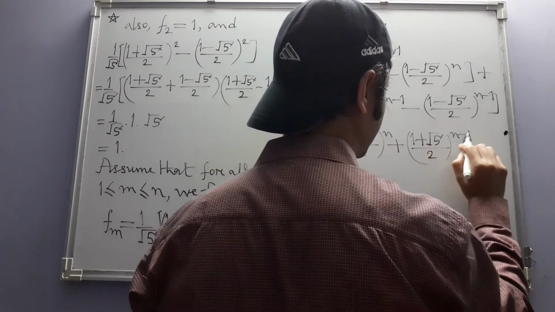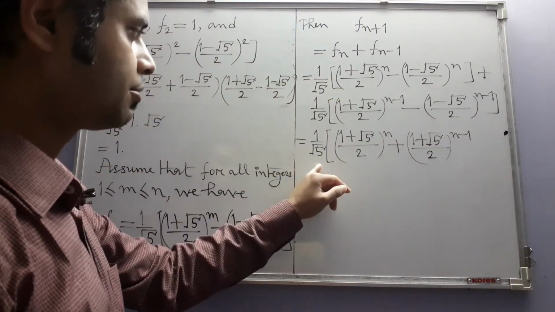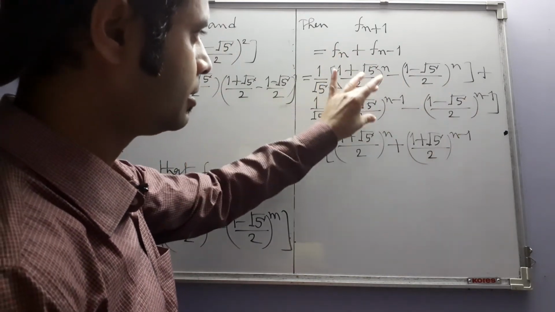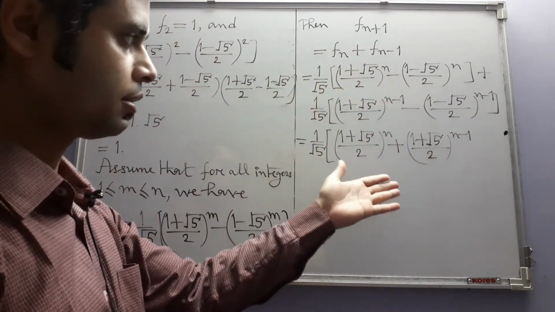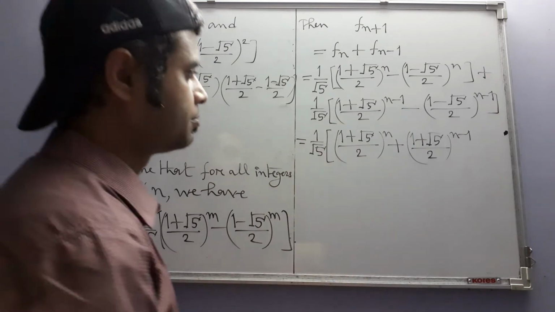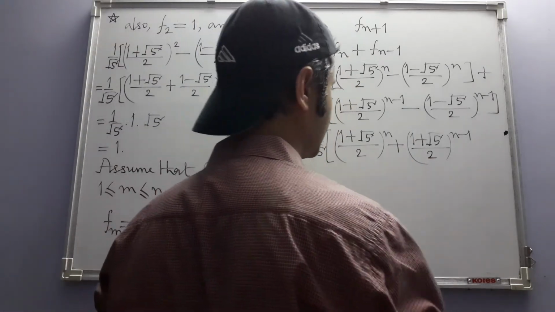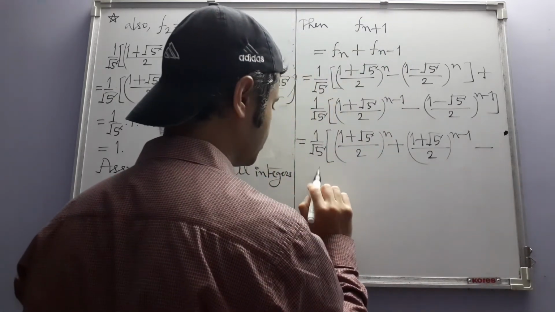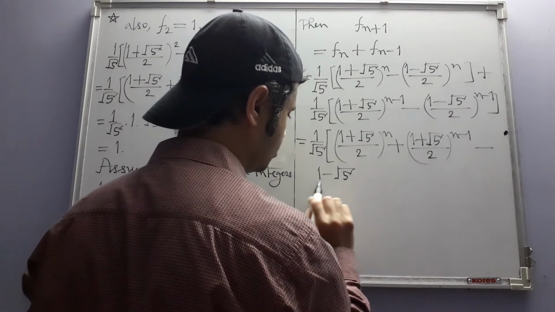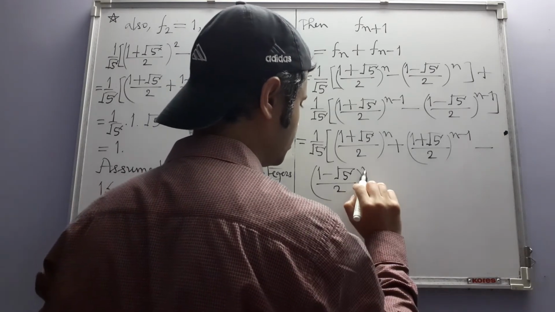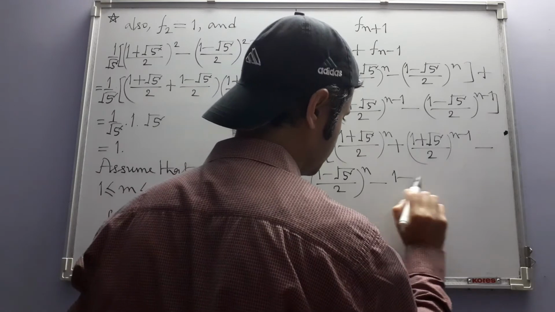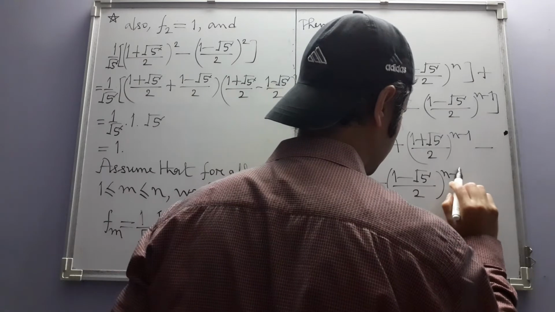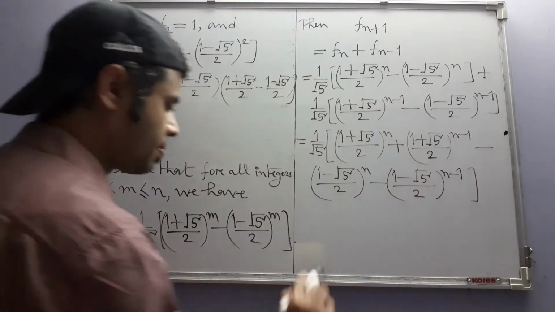What I mean by that is, after taking 1 over root 5 common out, we are not writing this plus this, but instead we are writing these two terms together because they are similar, and we are going to again take terms common out. That's why, like that, minus 1 minus root 5 divided by 2 to the power n minus 1 minus root 5 divided by 2 to the power n minus 1. Okay.